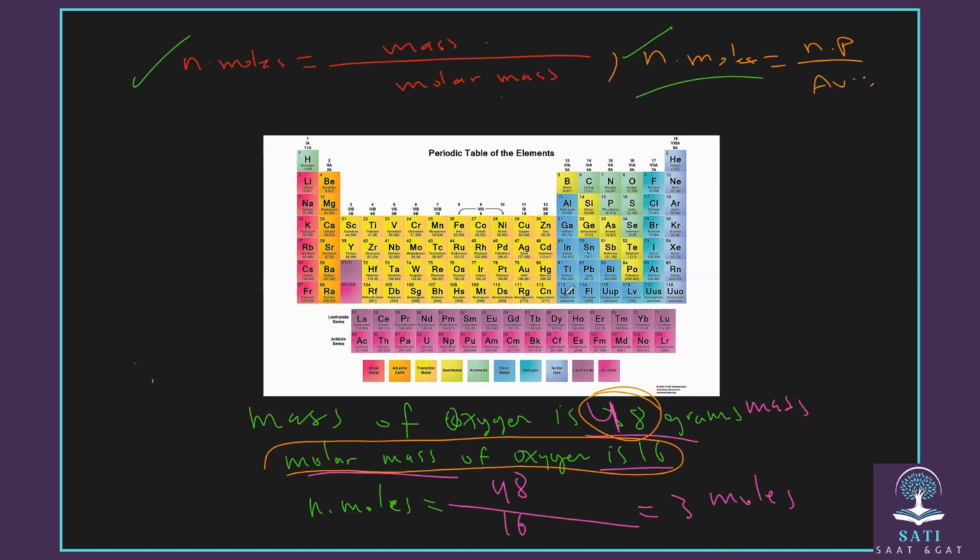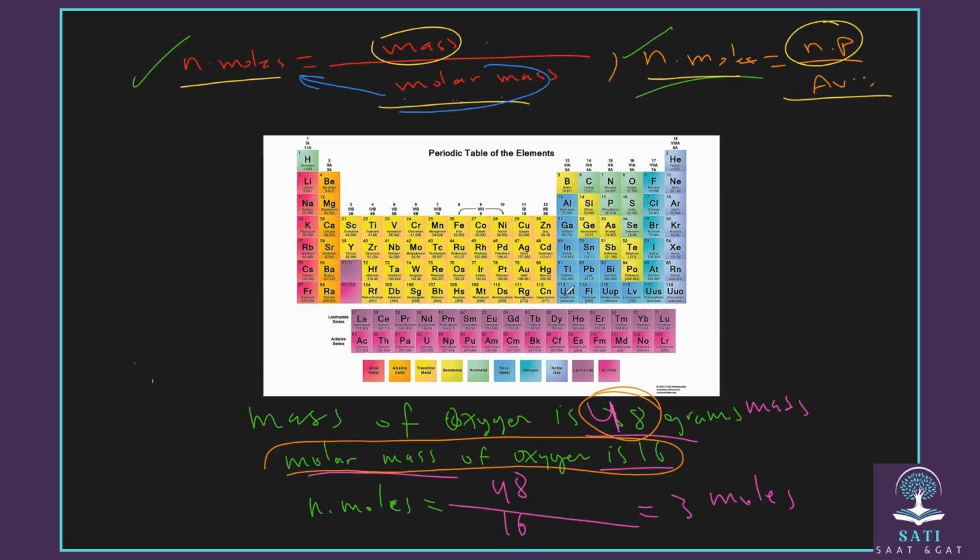And in this equation, if I want to find the mass, just multiply both sides by molar mass. So mass equals number of moles times molar mass. And if you want to find number of particles, it equals number of moles times Avogadro's number. If you want to find the denominator, just swap it.